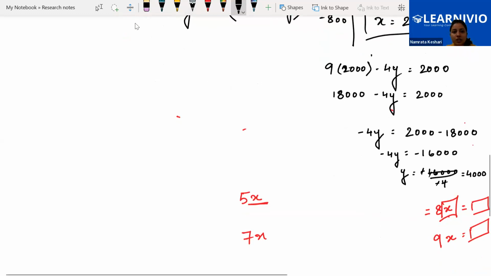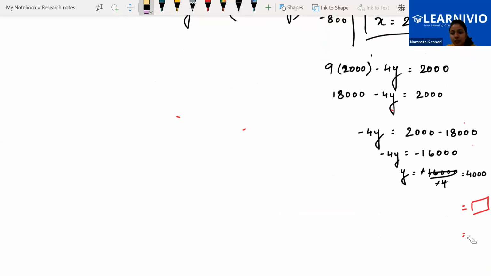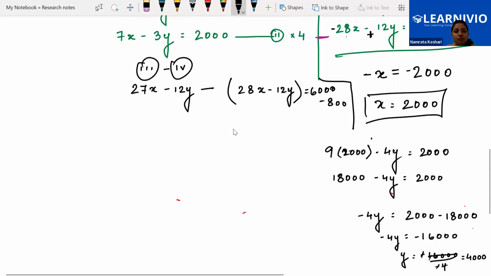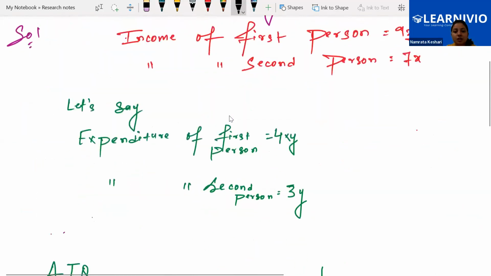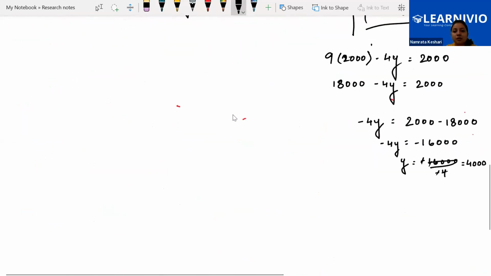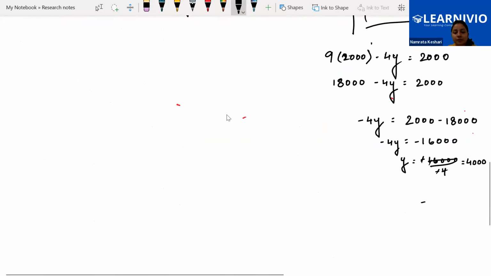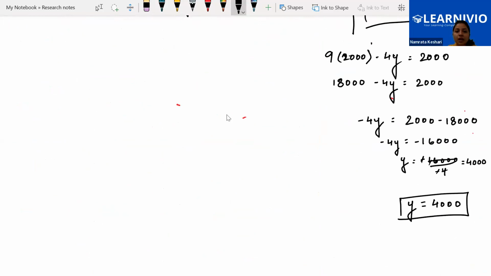Can you see? Please check where you have done like this, taken a negative sign, where you needed to change it. It will be positive 4000, because obviously we are finding what is y. Y is the ratio of their expenditure, so it has to be positive only. 4000 we are getting. X is 2000, y is 4000.